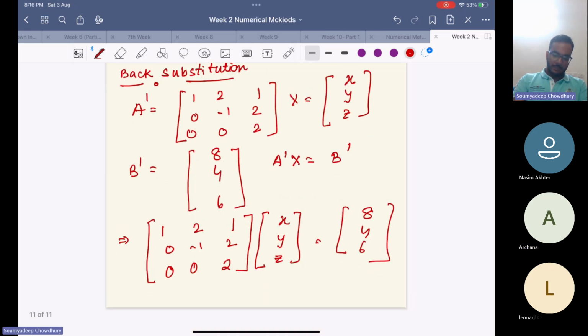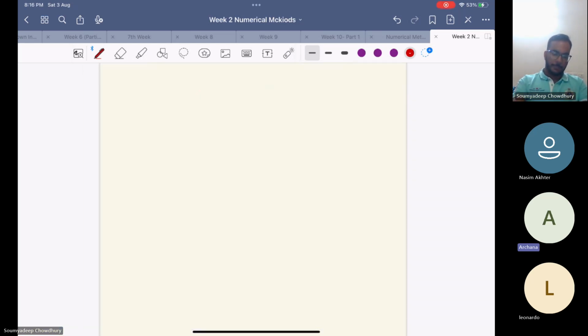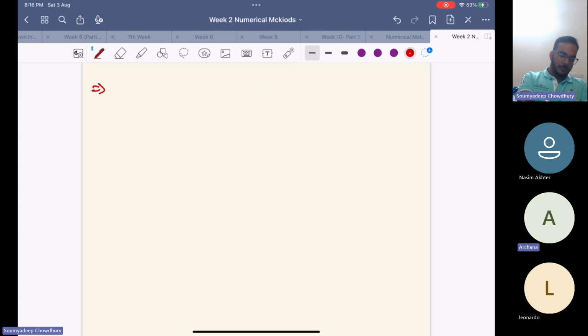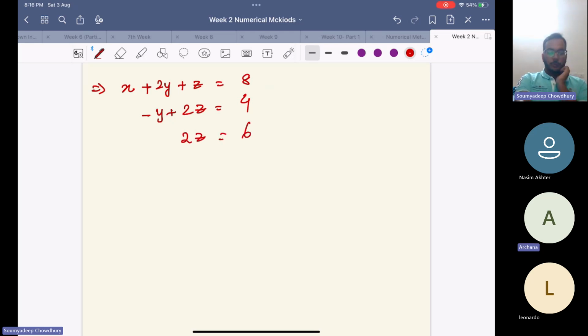So if I multiply this, I'll get x plus 2y plus z equal to 8. Then we will get minus y plus 2z equal to 4. And the next, last equation we will get 2z equal to 6. So we will now proceed in the backward direction. First we will take the third equation, backward substitution.